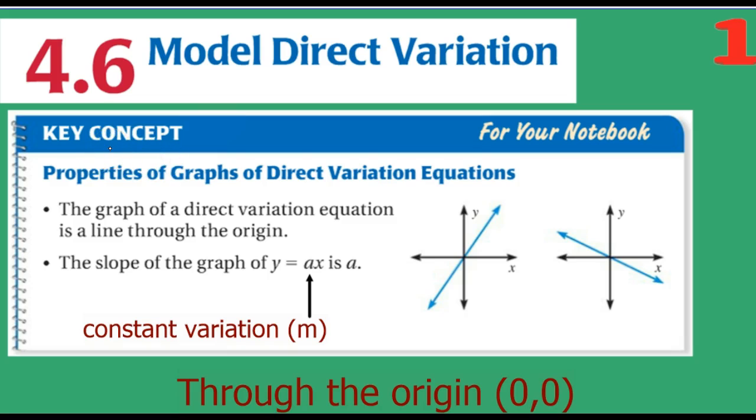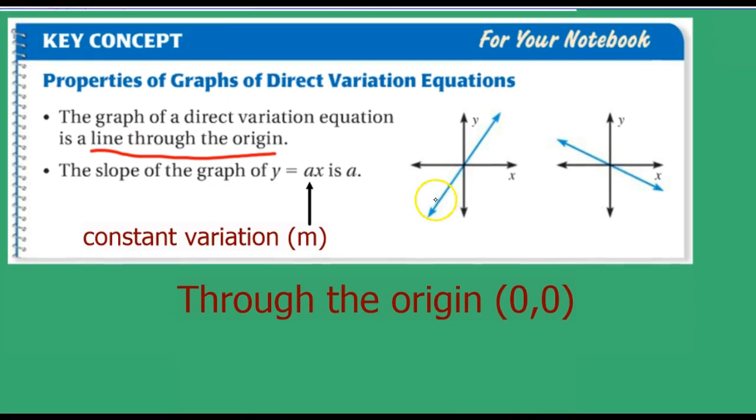So what direct variation is, we have a couple lines here and a couple graphs. The properties of those graphs is that the graph of a direct variation equation is a line through the origin. So our line goes through the origin. The slope of the graph of y equals ax is a. So a is our slope, just like it would be in y equals mx plus b. And our constant of variation is m, or our slope. So our line goes through the origin, 0, 0.